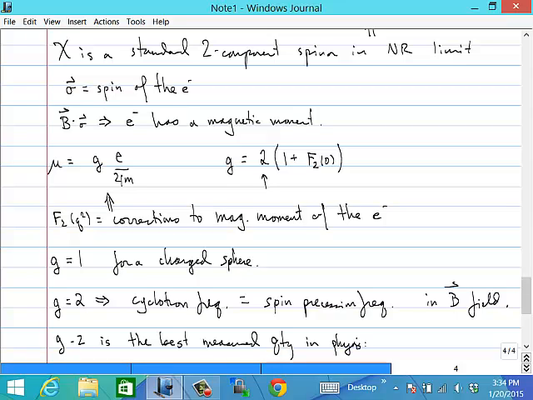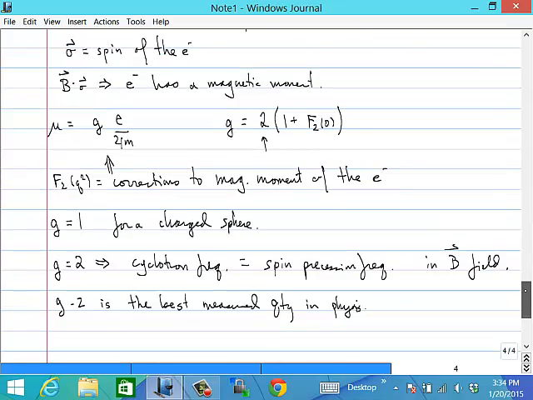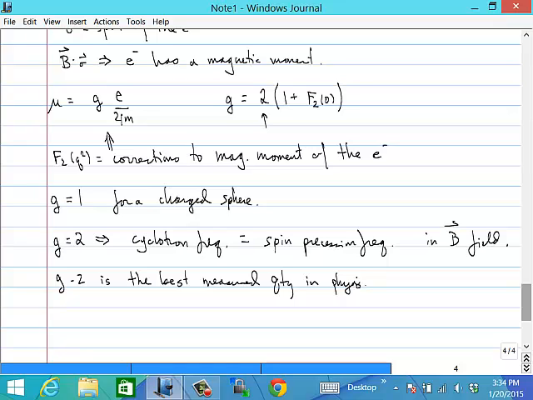I believe it's measured to 13 decimal places. And I think this probably holds the record for the most precisely measured fundamental constant in physics. So it's the best measured quantity in the history of physics. So it behooves us to try and calculate it theoretically and see how well we can match that experimental measurement.